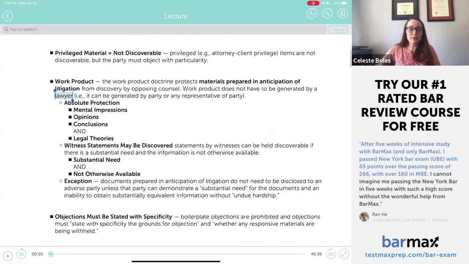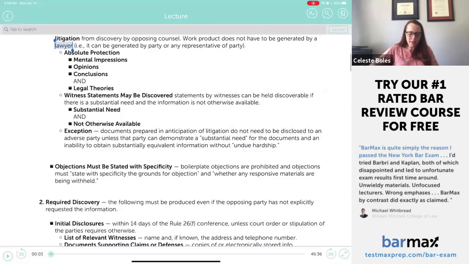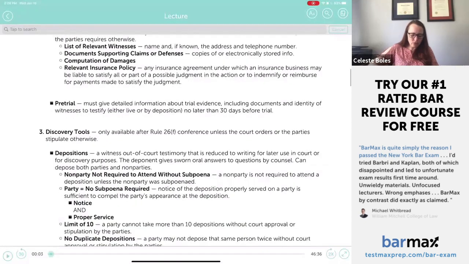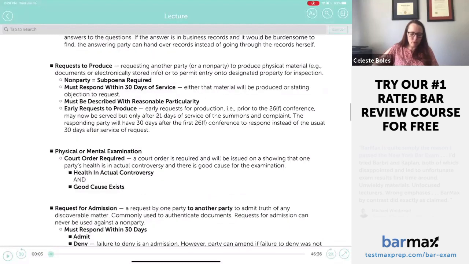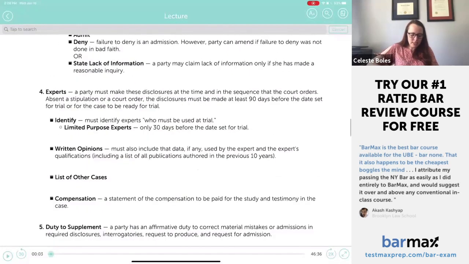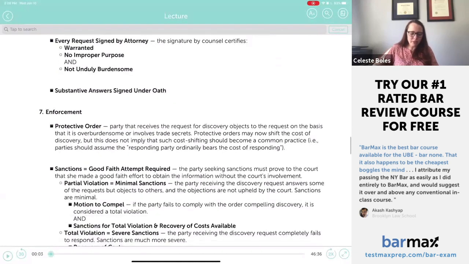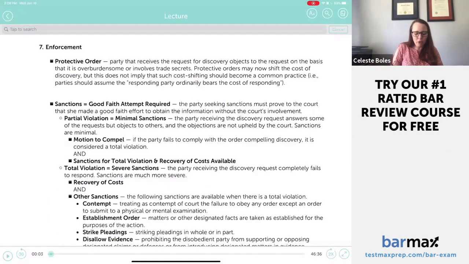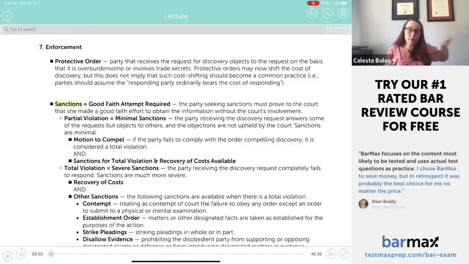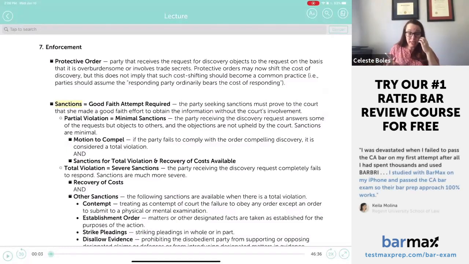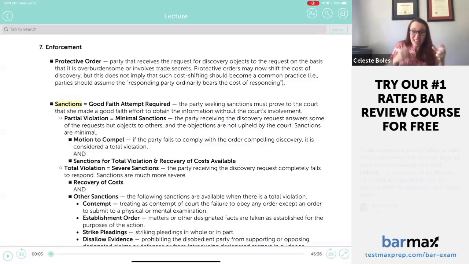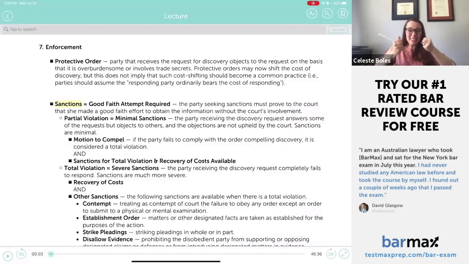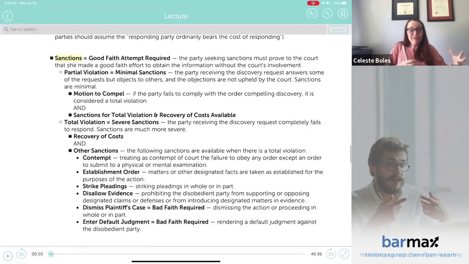Anyway, sorry, I got a little distracted there. We were on work product, and then we look on different discovery tools. We have requests, and then we have enforcement. When are sanctions appropriate? So what we would do after doing our best to answer the work product part of the question, we'd come back into our outline, we'd read all the rules around sanctions, we'd go back to the facts and try to figure out, like tease out as much application of law to the facts as we can.